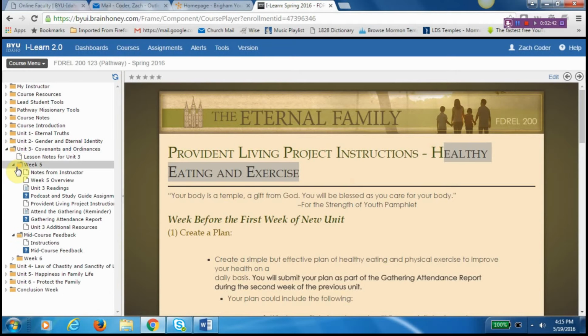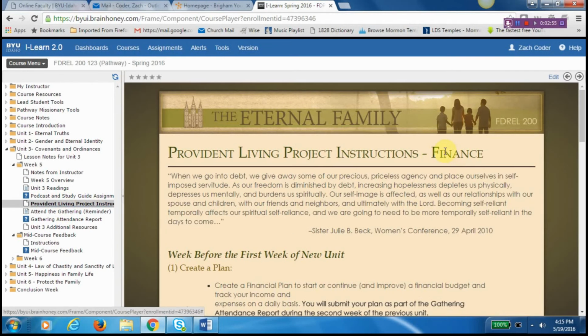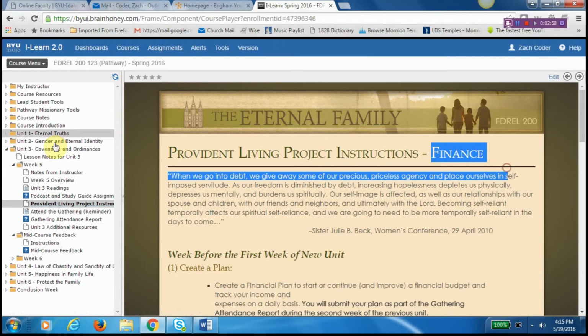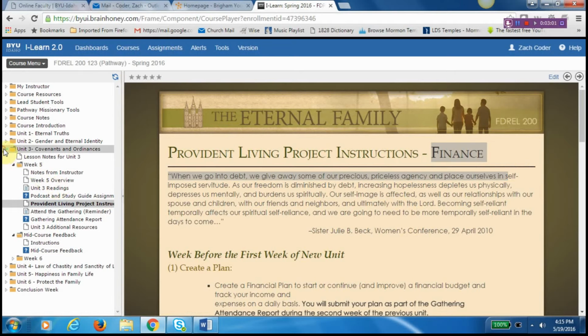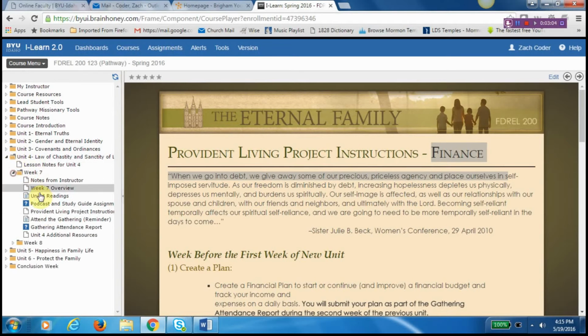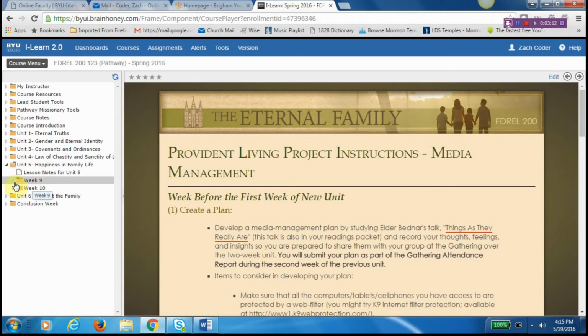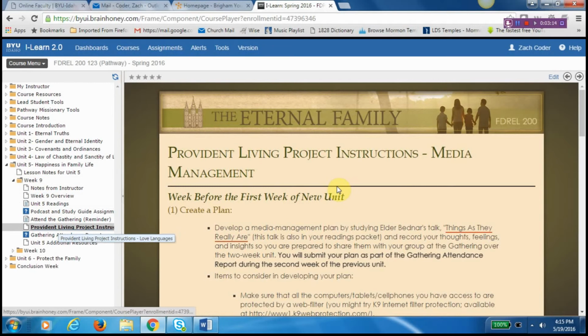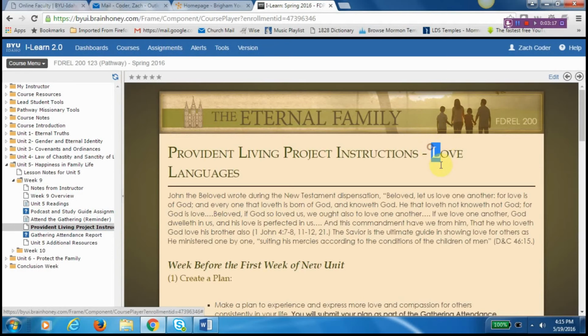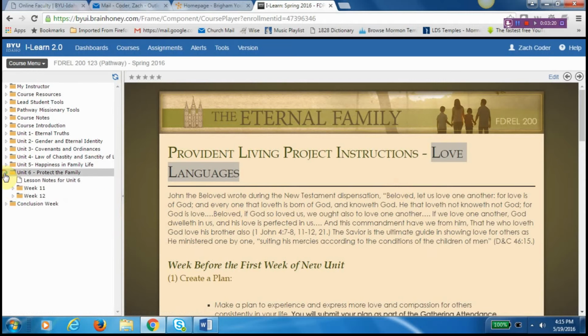This upcoming week, actually tonight, which is a Thursday, tonight you'll be going to the gathering, and sometime before Saturday you'll be reporting and telling me what your plan is for the upcoming unit, which will be finances, okay? And again, for the next 2 weeks here, week 5 and 6, you'll be working on finances, okay? Unit 4, the Provident Living Project is media. That's right, media management, your use of media. Unit 5, we're going to talk about the love languages, and that'll be fun. That'll be a 2-week project where you'll talk about your love language and how to develop it and how to look for it in others.